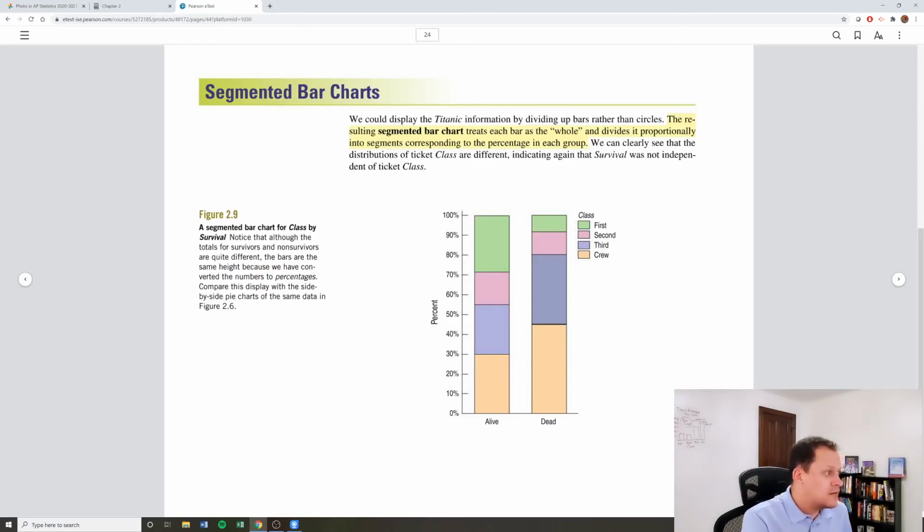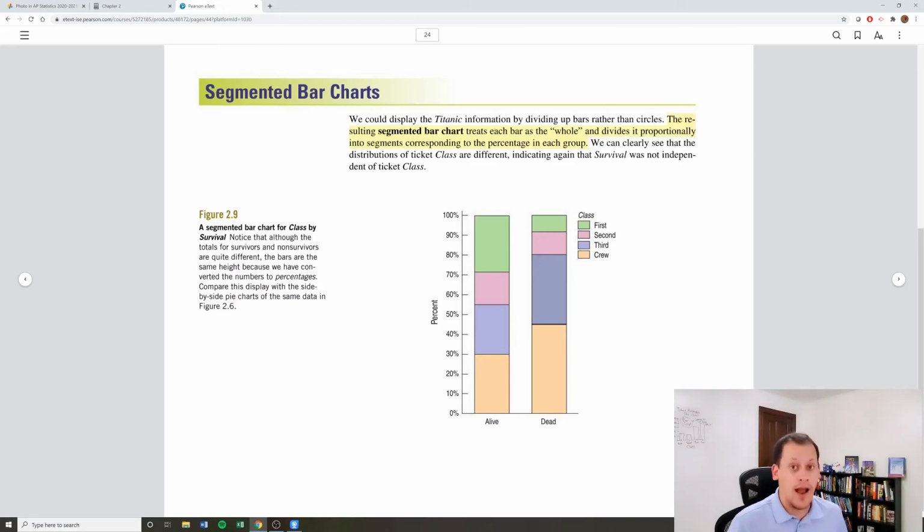First class, people who died made up less than 10% of all the people who died. Okay, there are lots of different statements you can make based on a segmented bar chart like this. It might be the easiest way to determine, was the mortality rate independent of class? Or was there a relationship? Did the class that someone was in affect how likely they were to live or die?